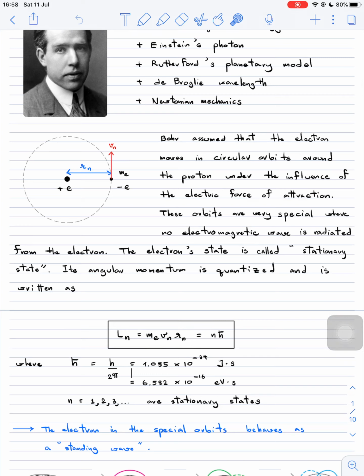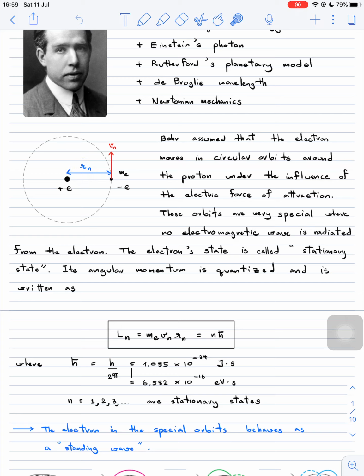We know that the hydrogen atom consists of one proton as the nucleus and one electron. The proton is at the center here, with the charge equal to positive e as the center of the circle, and we have the electron with the charge equal to negative e and the mass equal to m_e. Let's assume that the electron is circulating around the proton with the radius equal to r_n and the speed equal to v_n.